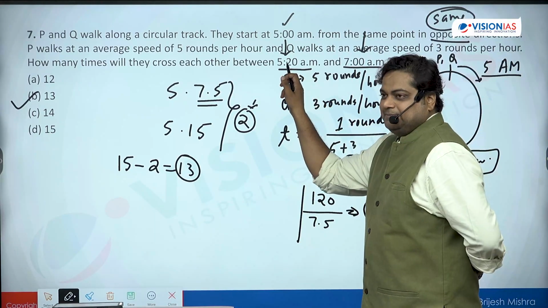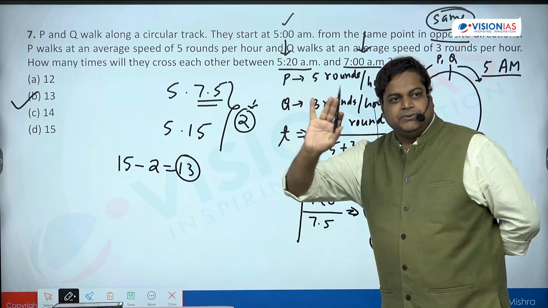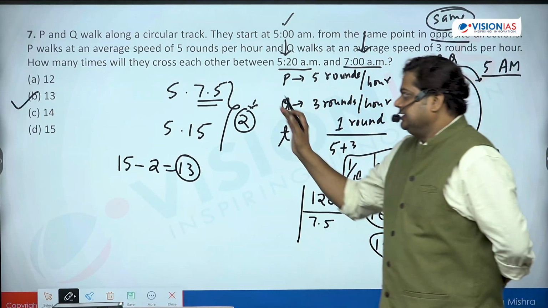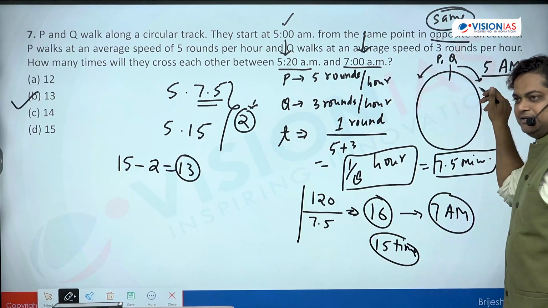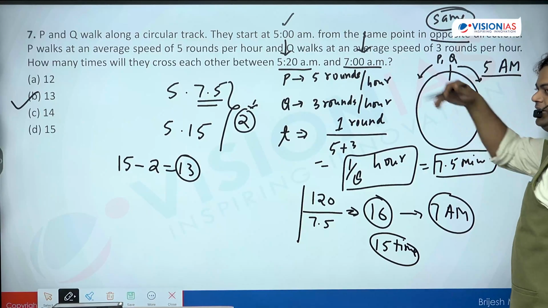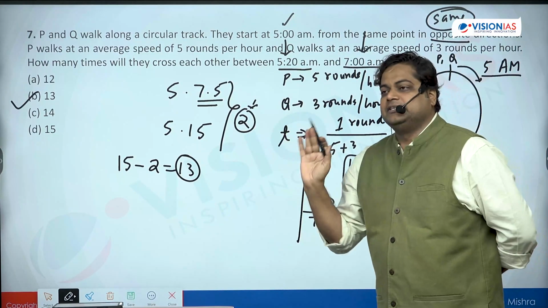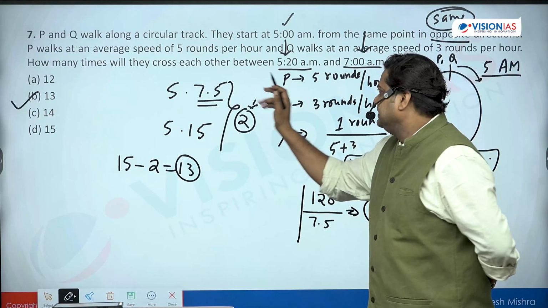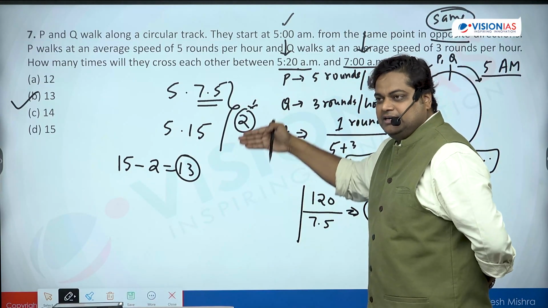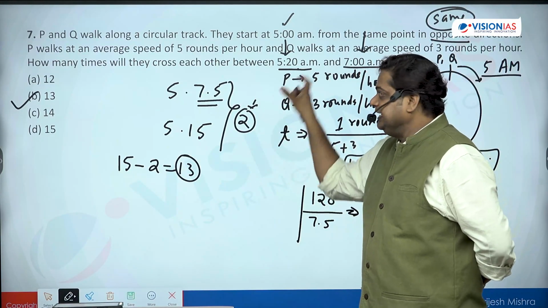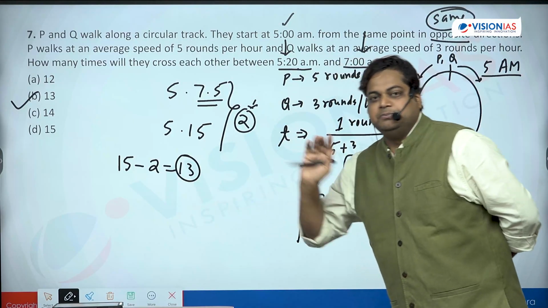Like this, 5:20 a.m. Because in the previous question, in 22, this way it was asked, just like this round is 300 meters, and total race is of 3 kilometers. There they have asked how many times they are going to meet each other, just that. But here, they have given the time duration already, and in that time duration, how many times they are going to meet each other.